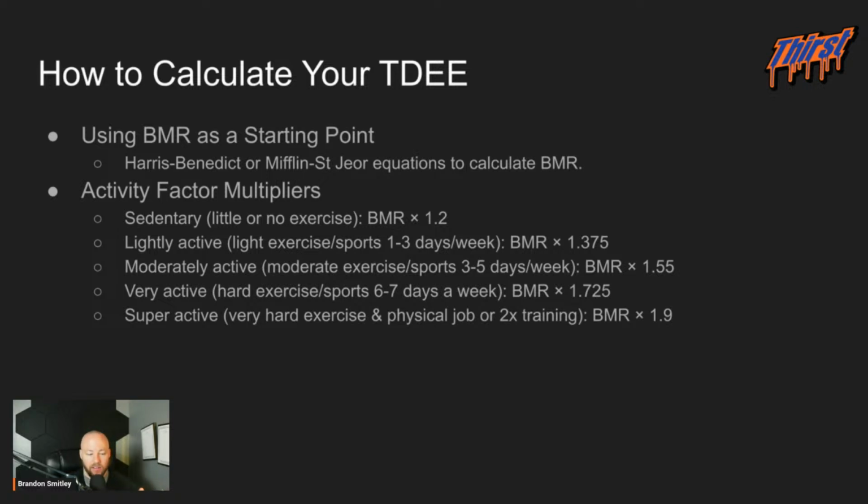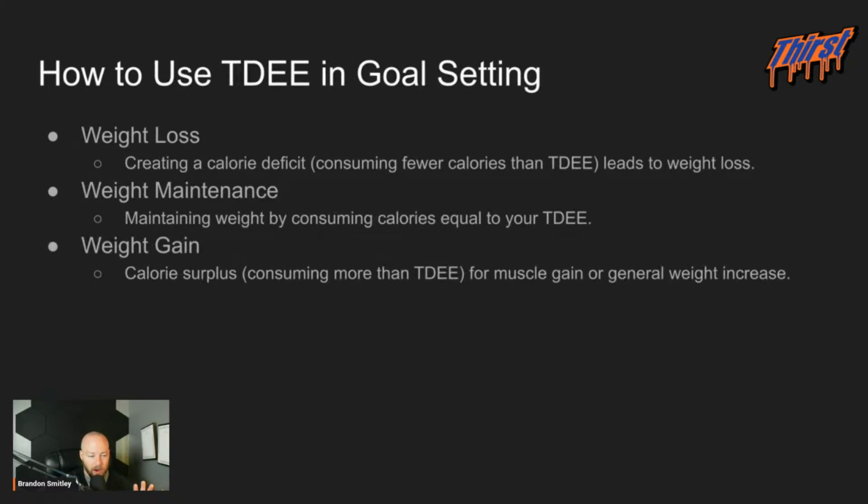And then super active is saying, hey, you're intentionally working hard physically with a physical job, or doing 2 times a day training, or training very hard for specific goals. These are usually your athletes, strength athletes, and people that work physical jobs on top of being physically active. They're going to have a very high TDEE, and you can see that's almost 2 times your BMR. So if we take that 1,500 calorie BMR, they're going to be close to 3,000 calories a day. That is a lot of calories. Again, this is a total rough estimate.